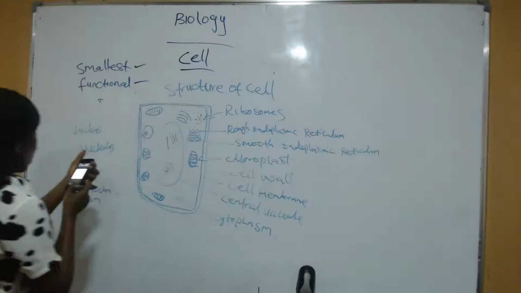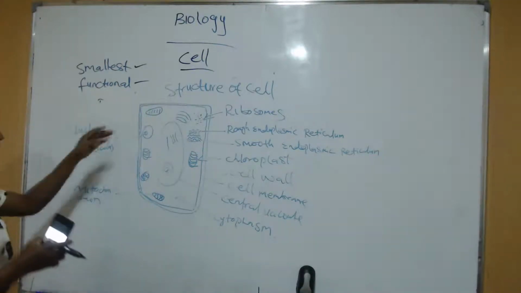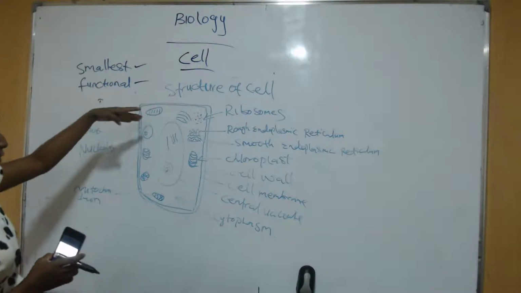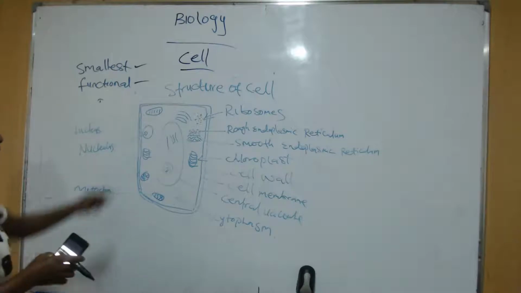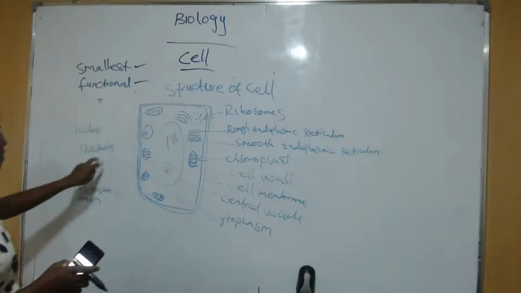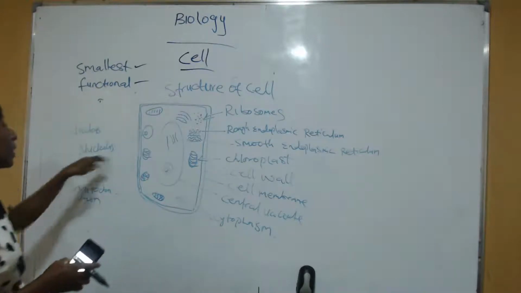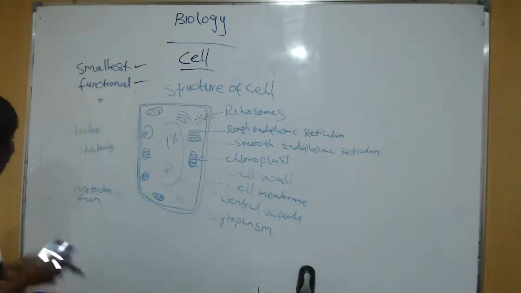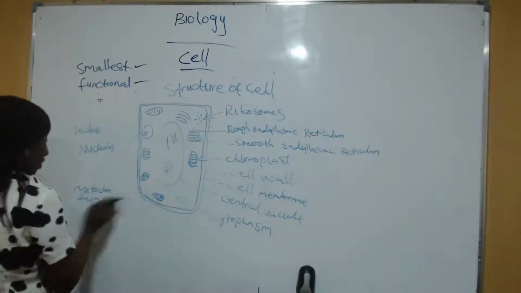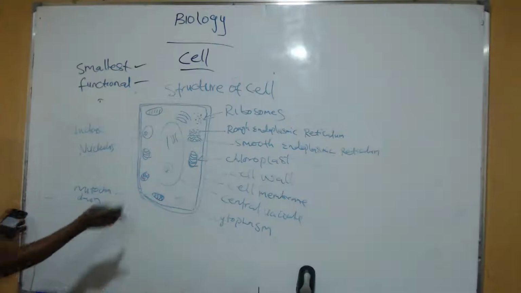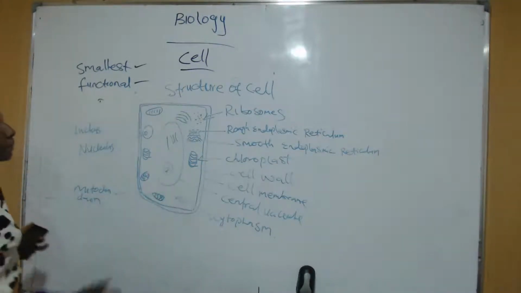So now, we have the nucleus. The nucleus is the center of the cell, or the life hub of the cell. This nucleus contains the cell's hereditary materials, that is the cell chromosomes. They help the cell to reproduce. Here you have the mitochondrion. The mitochondrion is a cell organelle that powers the cell. It converts food to energy, that's ATP.